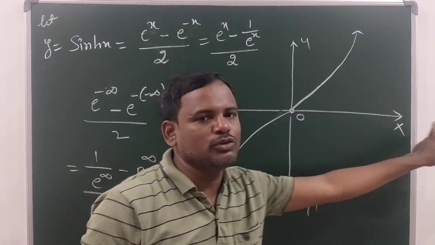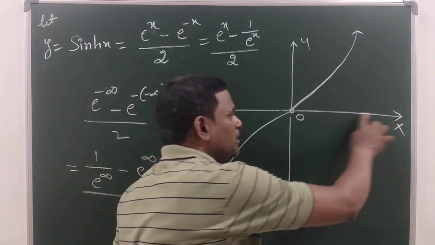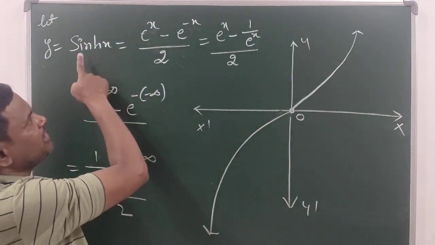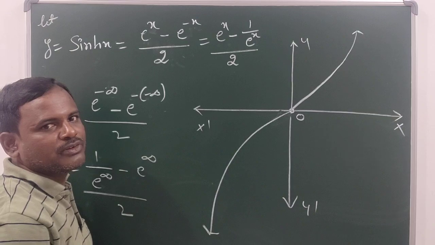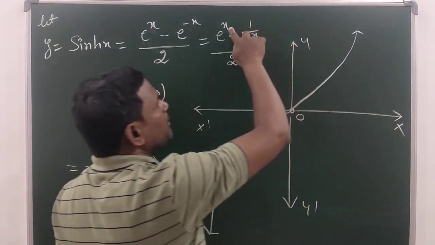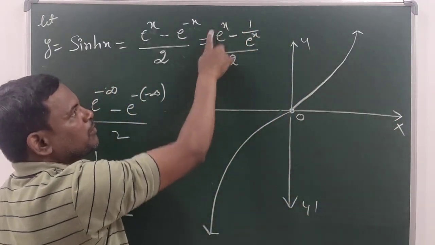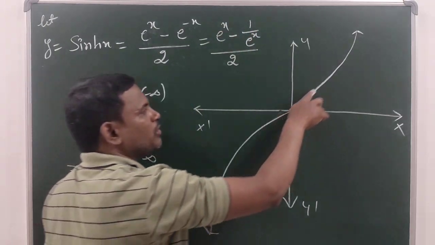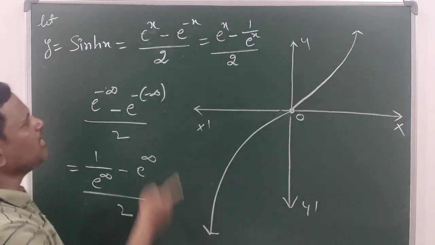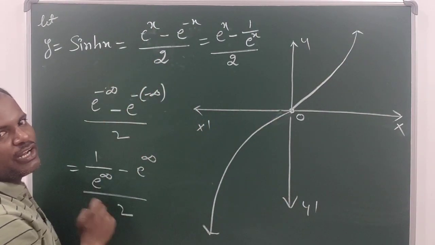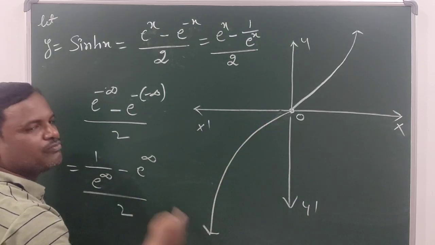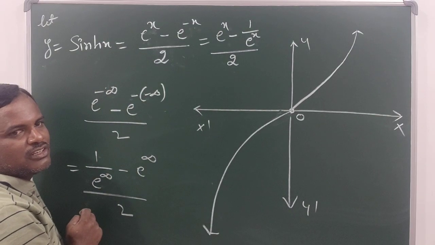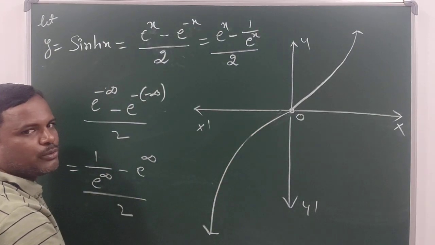Next I assigned positive values. If you keep on assigning positive values for x, your range also increases. How does it increase? Here I have explained. If it is given a very big value, infinity, this part becomes infinity, this part becomes 0. Infinity by 2 becomes infinity, so your graph will go like that. Similarly, if you put x equal to negative infinity, it goes down. If you keep on giving negative x values, your range will become negative.